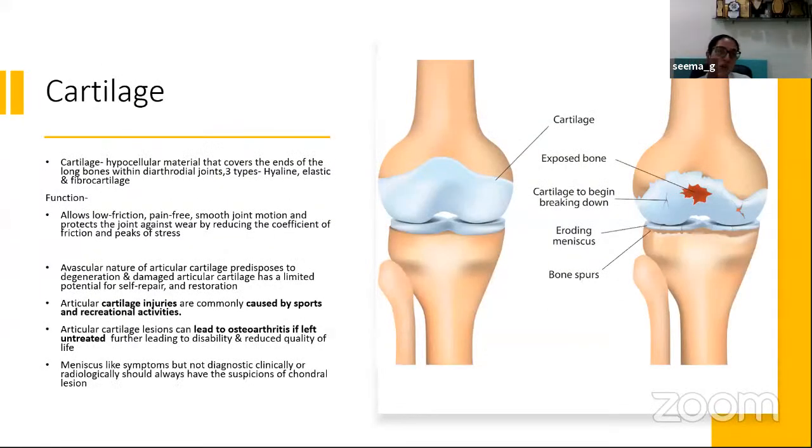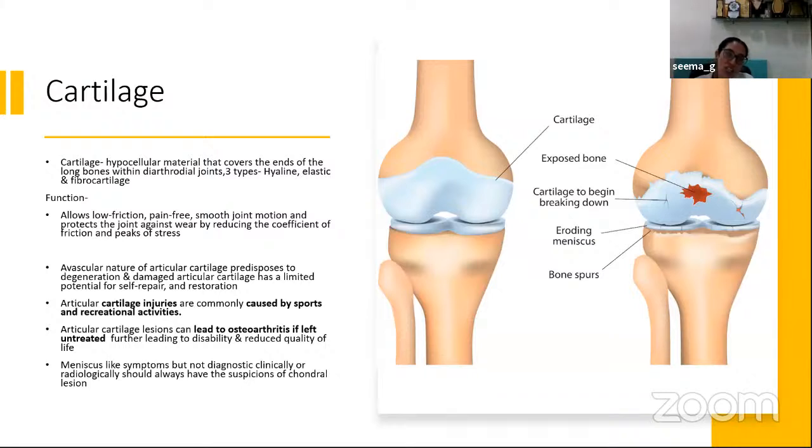If we talk of cartilage, I thought I'll just set the brief that cartilage, we all know, is hypovascular. It covers the whole area of the long bones, as you can see in the diagram, in all the diarthrodial joints. And it is of three types: hyaline, which is more hydrous and elastic, and fibrocartilage. The function of cartilage is basically to allow low friction, pain-free, smooth joint motion, and also protect the joint against wear and tear by reducing the friction and the peaks of stress. As we all know about the biomechanics, we will get to know where all the stresses are and how much.